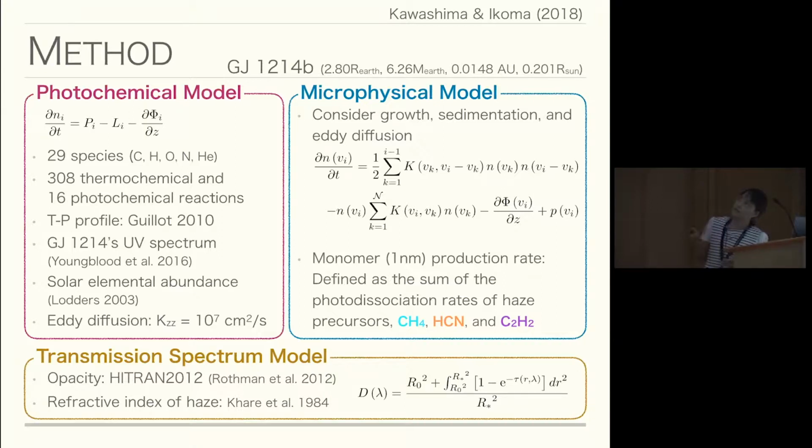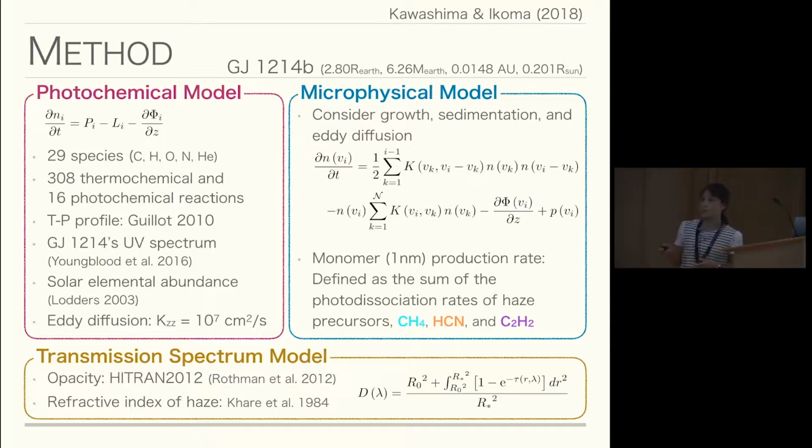And next, for the microphysical model, we derive the distribution of haze particles of multiple sizes by considering particle growth, sedimentation, and Eddy diffusion transport. For the monomer production rate, the monomer is the minimum size of the particles considered inside the model. We consider the monomer production rate as the sum of the photodissociation rates of haze precursors: methane, HCN, and C2H2.